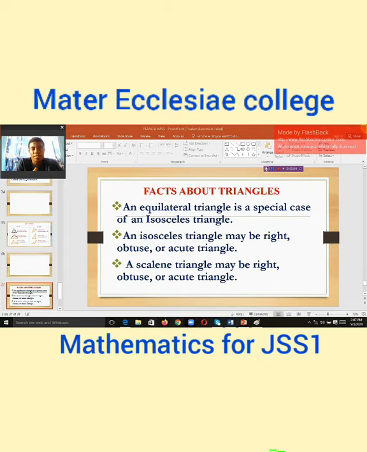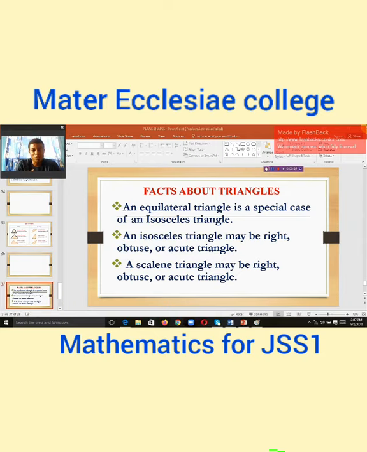Today, in this video, we'll be looking at facts about triangles. Although it's not in the scheme, I just feel that this is something we need to know. As a JS1 student, you should know all this. So that's why I'm bringing this in.